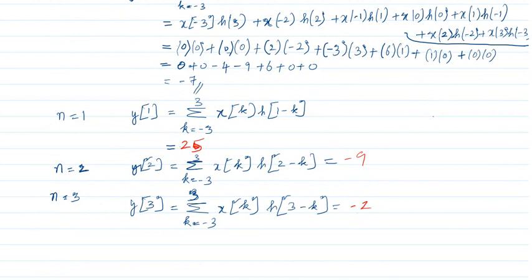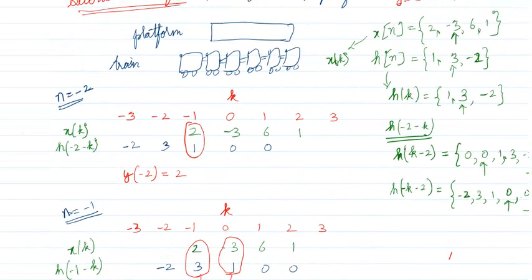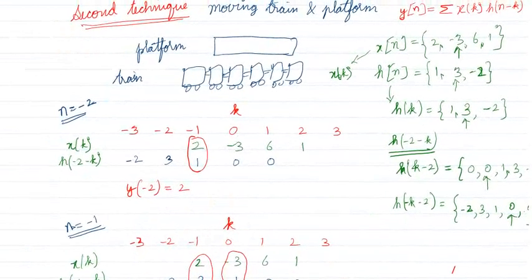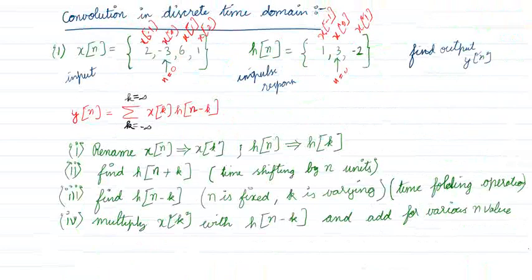Now we go to the second approach, that is the moving train and platform approach. Before going to that, I will show, yes, this is very important, note down these steps. These are the steps we follow.